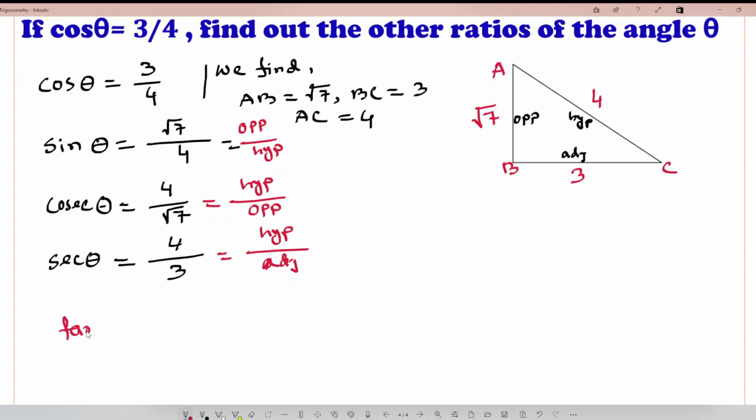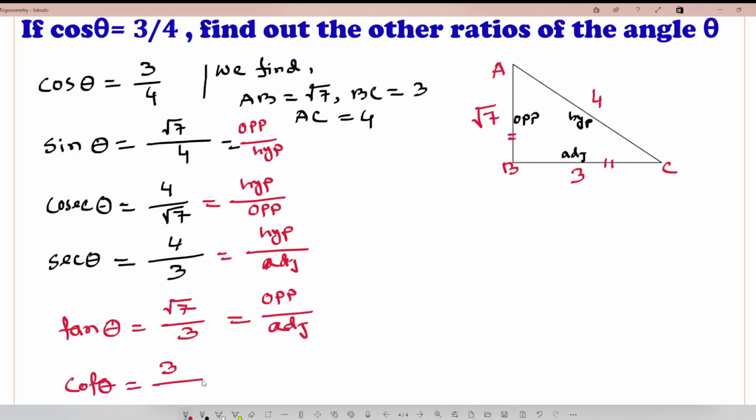Now tan theta. Tan theta is opposite divided by adjacent. So root 7 divided by 3. And finally cot theta. Cot theta is the reciprocal of tan theta. It means 3 divided by root 7, or we can write adjacent divided by opposite. So look, here are all the ratios of the angle. This one is 1, 2, 3, 4, 5 and 6.